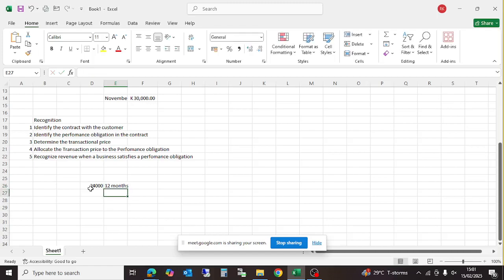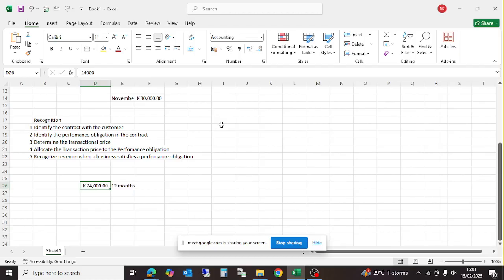How are we going to recognize our revenue according to International Financial Reporting Standard number 15? I think we'll be recognizing it every month. We allocate the transaction price to the performance obligation first, for it to cater for all the months. Okay, that's actually correct.